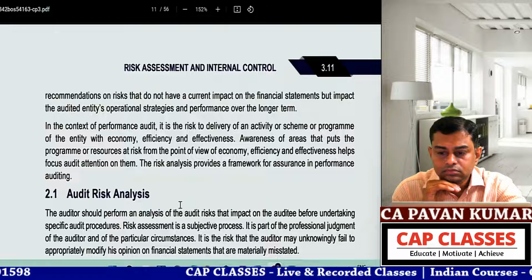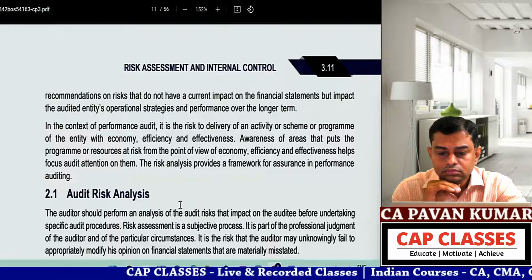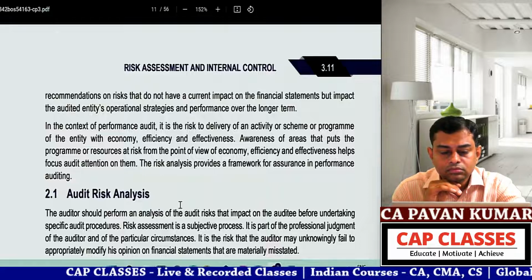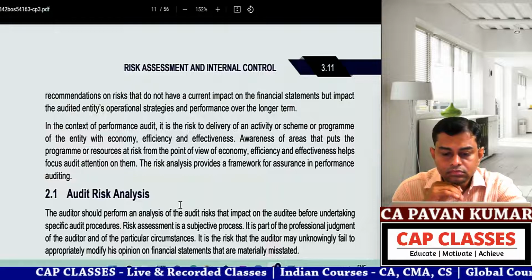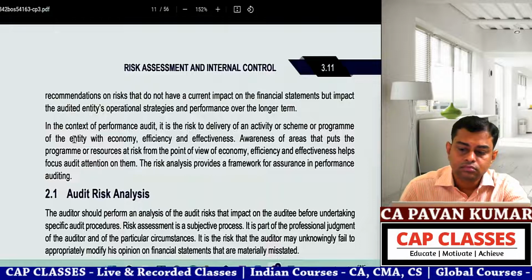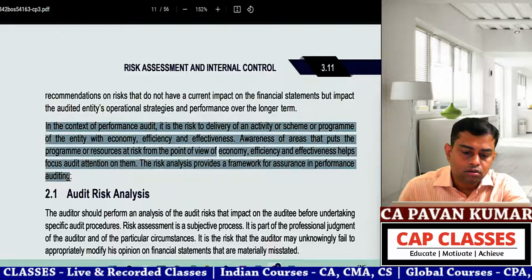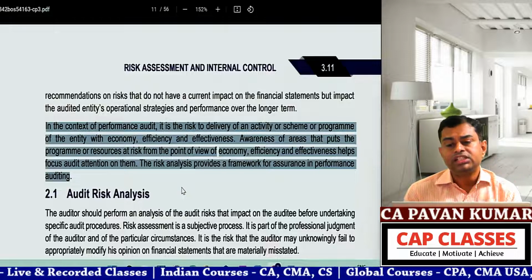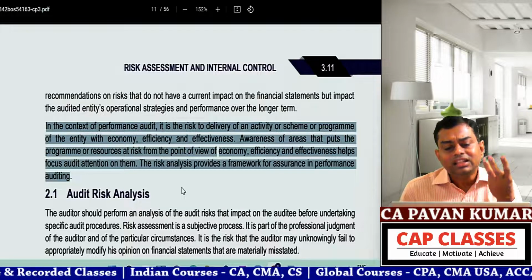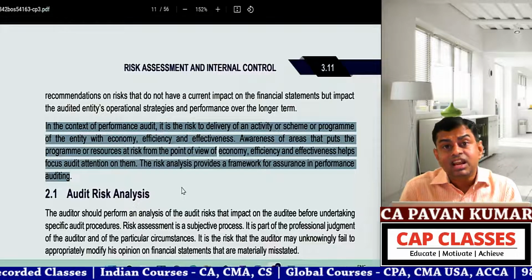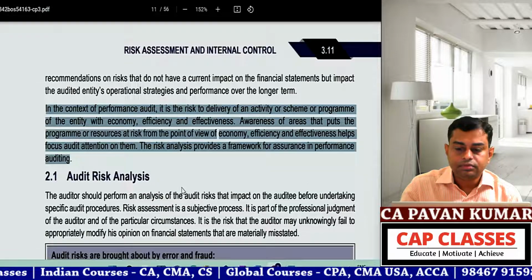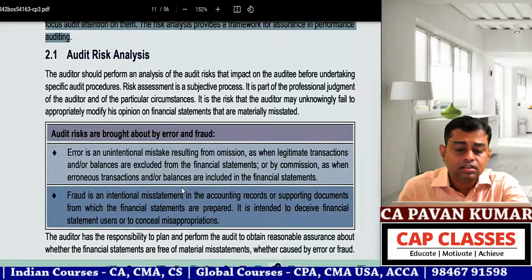Awareness of areas that put the program or the resources at risk from the point of view of economy, efficiency and effectiveness helps focus audit attention on them. This risk analysis provides a framework for assurance in performance auditing. So, do you remember this performance audit? 3E audit, value for money audit: economy, efficiency, effectiveness. In that audit, these three are the parameters. Whatever affects these three is risk. So, they are giving audit risk analysis.